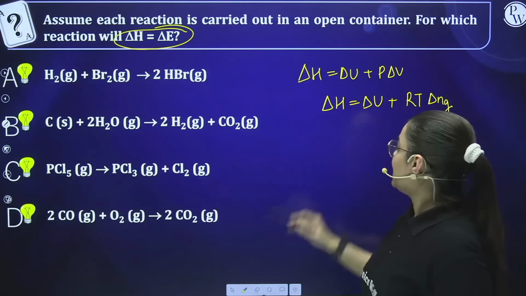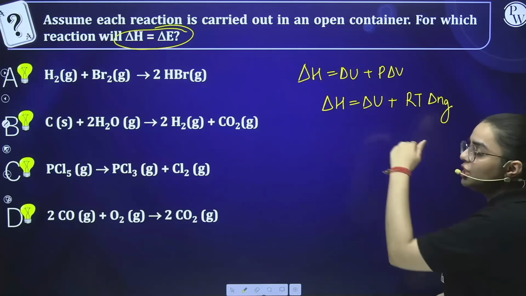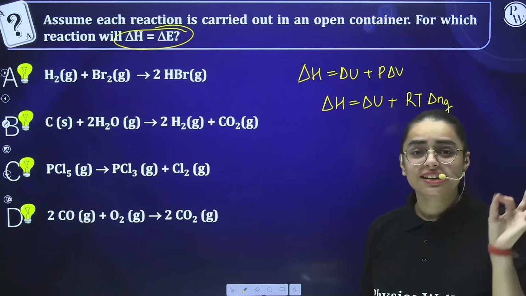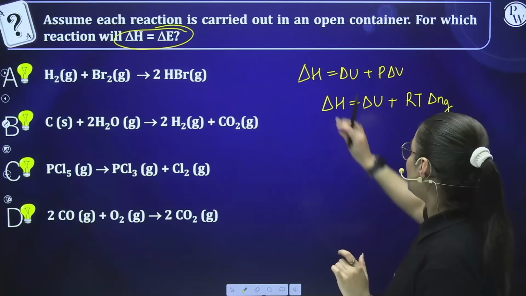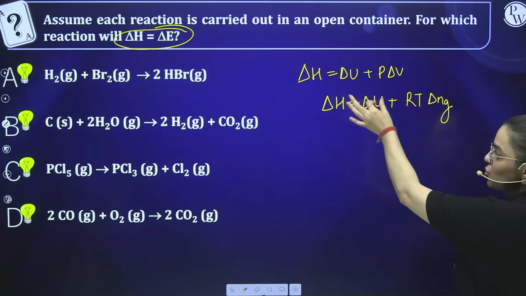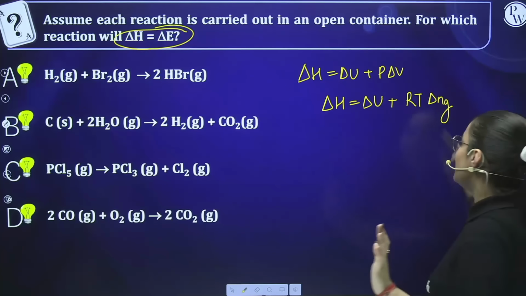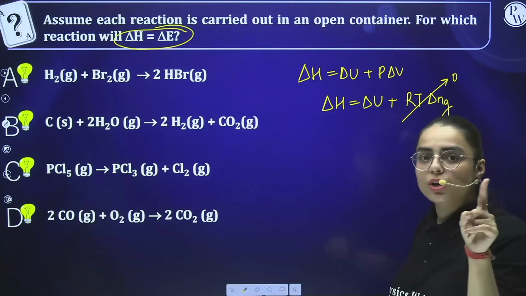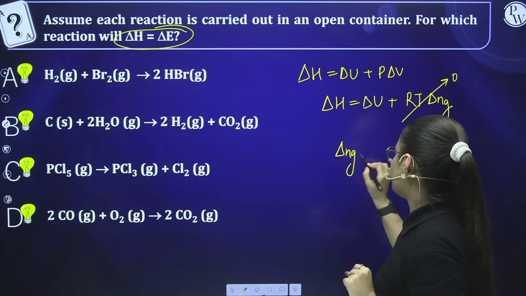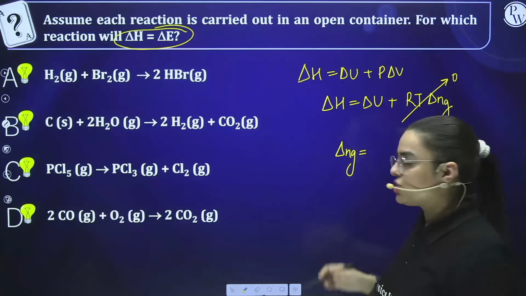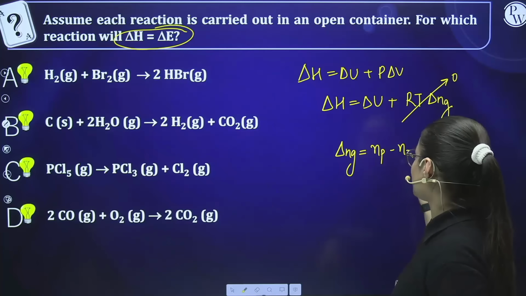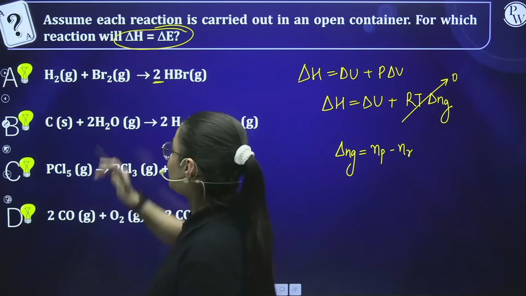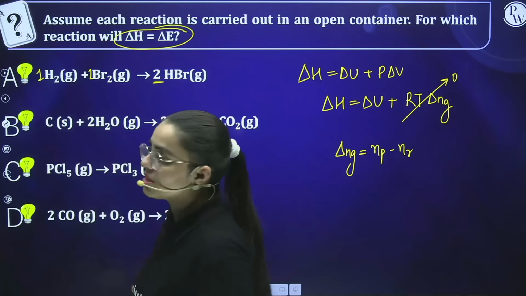Delta U and delta E are the same thing. Internal energy can be represented by U or by E. If we want delta H to be equivalent to delta U or delta E, we need this term to be 0. How will it come to be 0? When delta Ng is 0. What do we mean by delta Ng? The change in number of moles for the gaseous species only: number of moles of product minus number of moles of reactant. Now let us see the first case. Here, 2 is the number of moles of product. And for the reactant, it is 1 plus 1. When nothing is given to you, it is 1 plus 1.